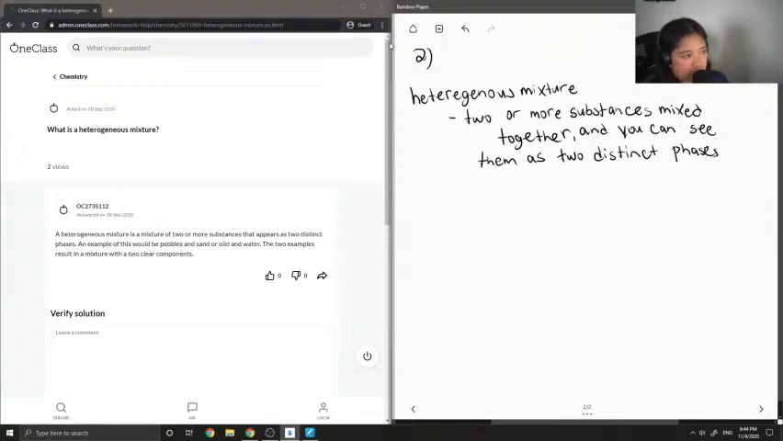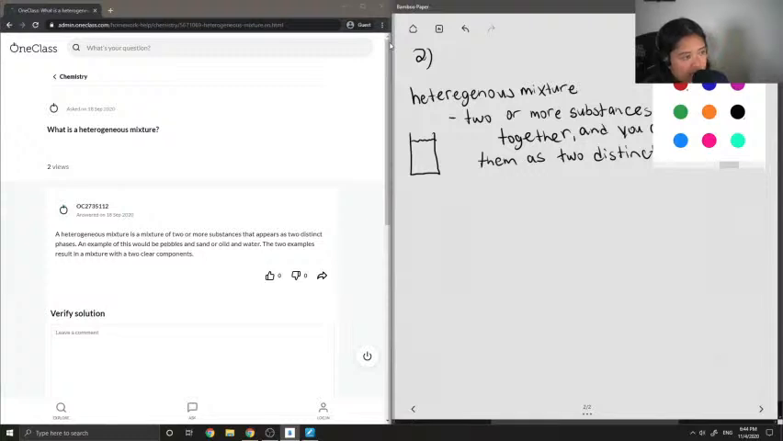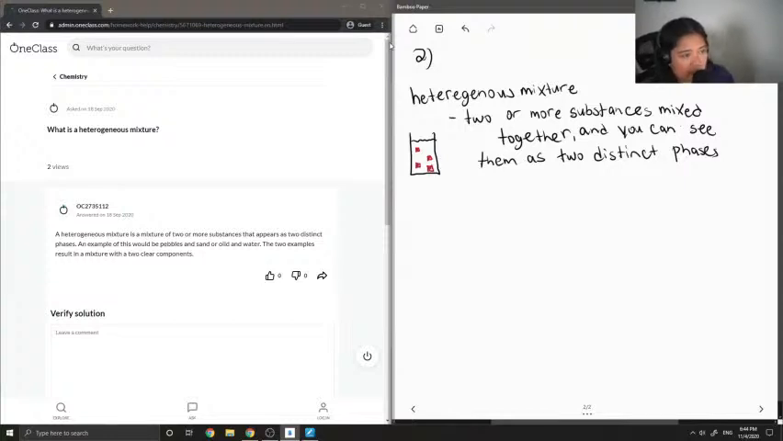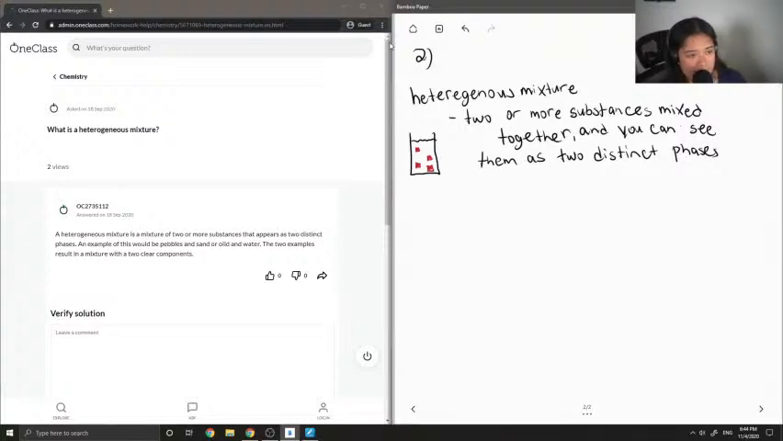So for example, let's say we had some kind of liquid, and in this liquid, I'm gonna add in this red square substance. This is an example of a heterogeneous mixture. I can visually see 2 distinct phases.